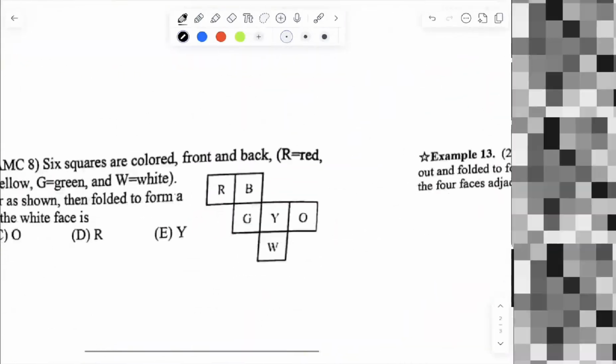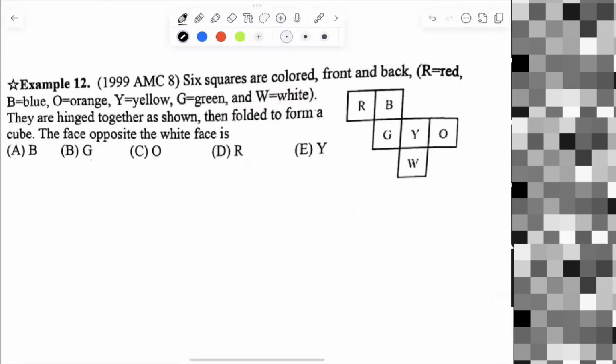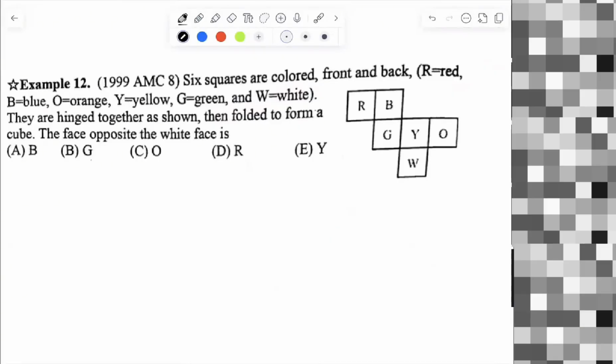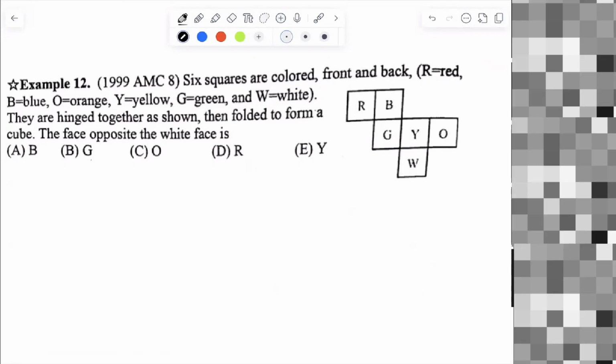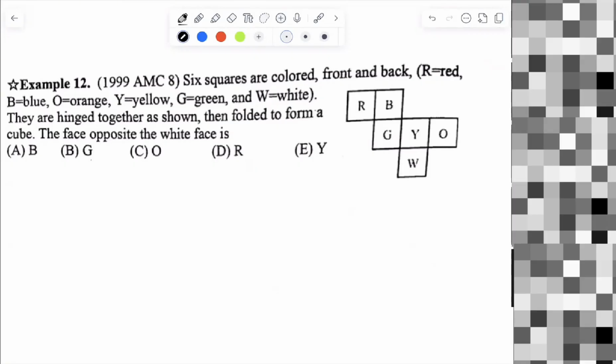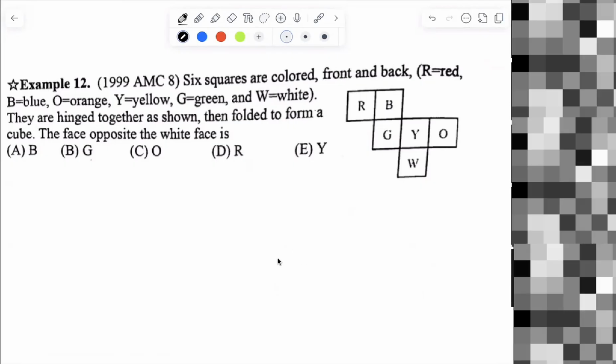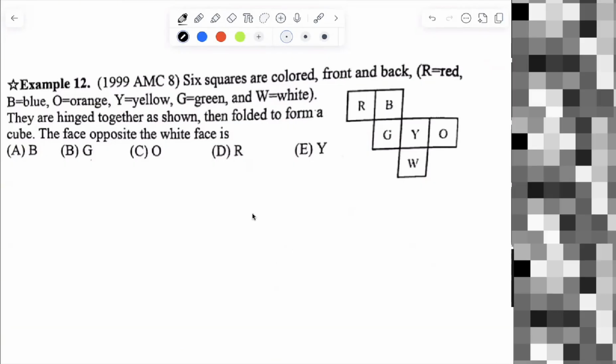Alright. Now let's move on to example 12. 6 squares are colored front and back. R is red, B is blue, O is orange, Y is yellow, G is green, W is white. They are hinged together as shown and folded to form a cube. The face opposite to the white face is. Let's just have a try on this question and tell me through chat.